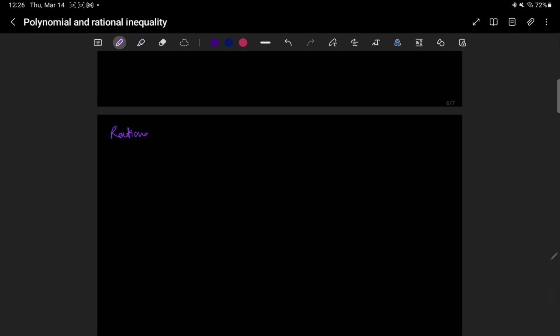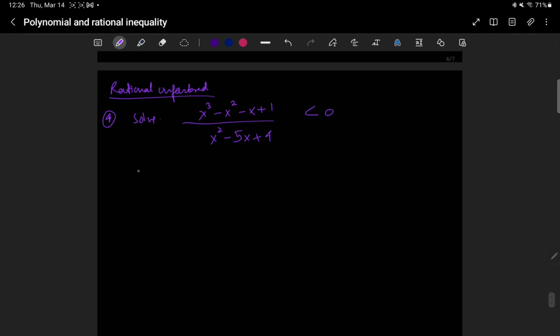And the last type of problem you can have is rational unfactored. Well, what happens there? So maybe you're asked to solve, let's take some similar polynomial divided by x squared minus 5x plus 4, less than 0. Essentially, the extra step is we will need to factor both numerator and denominator. The numerator we can factor by grouping. The denominator we can factor by splitting the middle term.